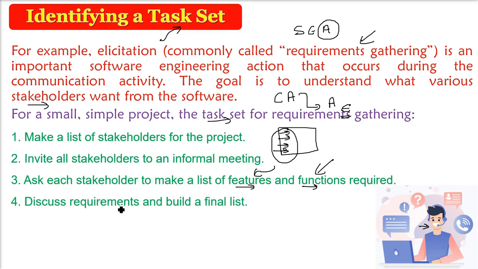Then you have to discuss these requirements which you have agreed upon. And finally, you have to build a final list. So whatever requirement gathering you have done, you have to build a final list. Then you have to prioritize, because some requirements may have higher priority and some may have least priority.